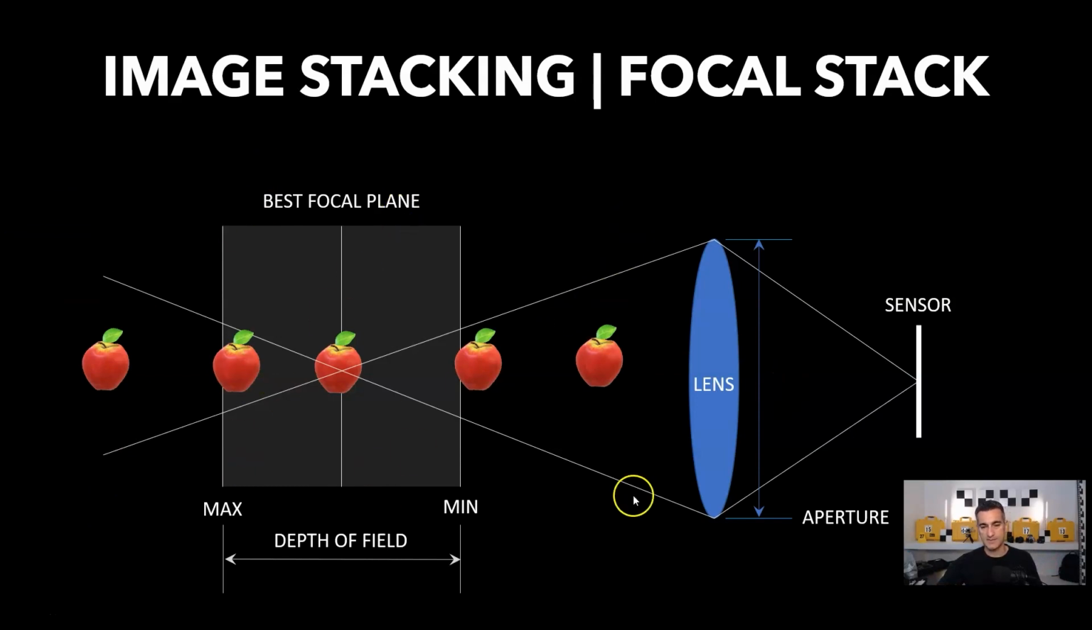So in the case where I'm using my apple, I'll take a photo really close, then further back, further back, and further back. And what it's going to determine is that, let's say, the apple that's farthest away is out of focus, so there's nothing in focus.